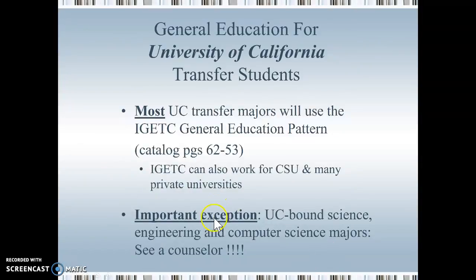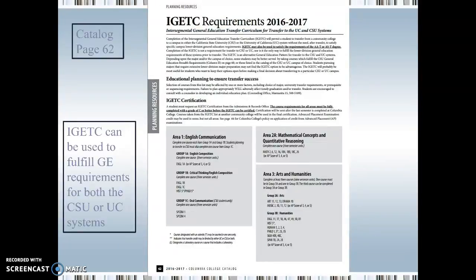However, if you are a UC-bound science major, engineering major, or computer science major, you have what you call a unit-fat major. You have so much preparation in those particular industries that they want you to focus on those rather than the general eds. However, there are still some minimums that need to be met, and so you're going to want to work with a counselor very closely to make sure you are getting all of your required courses met, as well as your general ed in a really specific way, so that you can be eligible for that transfer.